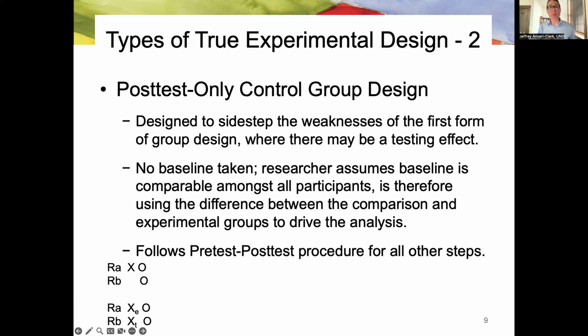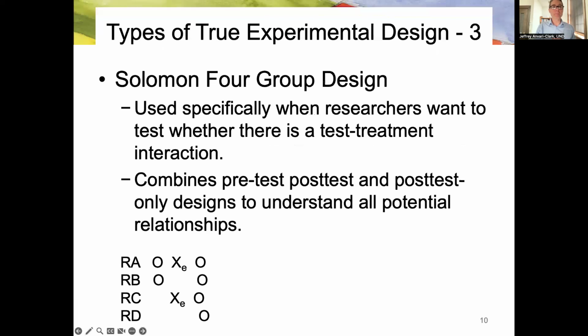So we take out that pre-test and instead simply have a treatment and then a post-test, and then we compare the difference between them. It can either be having a treatment versus no treatment, or having an experimental treatment versus the treatment as usual. So we see those two types there.